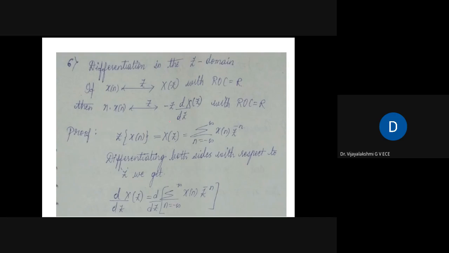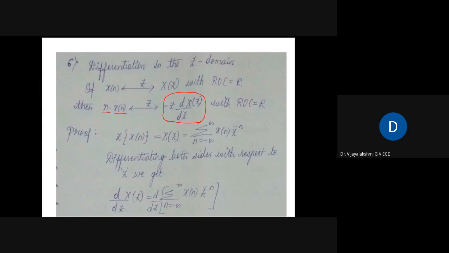Then if you differentiate X of z with respect to z, and multiply it by minus z, then its corresponding time domain sequence x of n will get multiplied by n. So I can say if the Z transform is differentiated in the z domain, the corresponding time sequence signal x of n is getting multiplied by n with the same ROC. This is the differentiation in the Z domain. Okay, so let us see the proof.